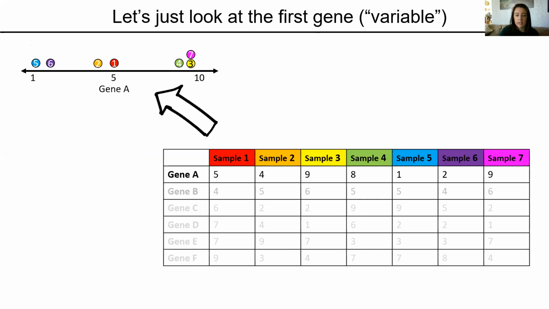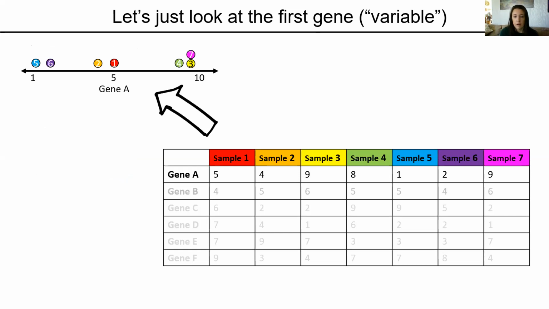So if we just want to look at the first gene or the first variable, you could put the samples on a traditional number line. Based just on gene A, you see that 5 and 6 are most similar, 2 and 1 are most similar, and then 4, 7, and 3 group together. That's fine, that gives us some information. If we were just interested in gene A, we could stop here.